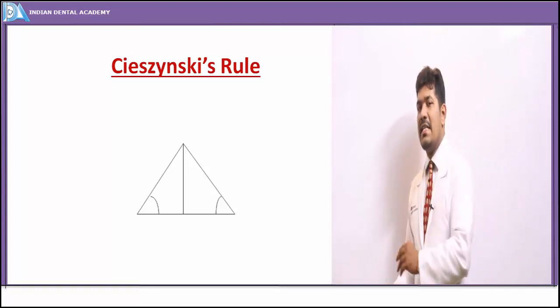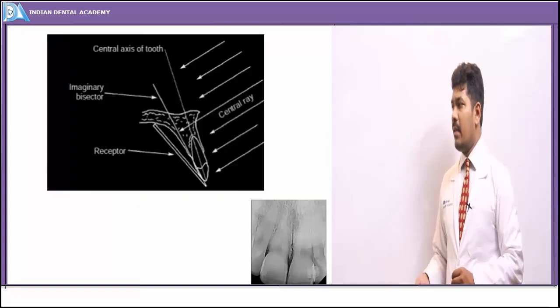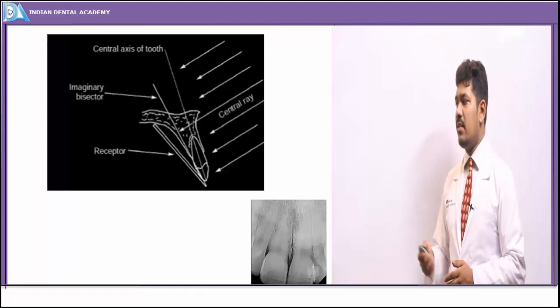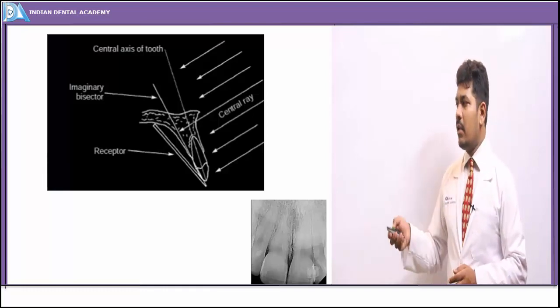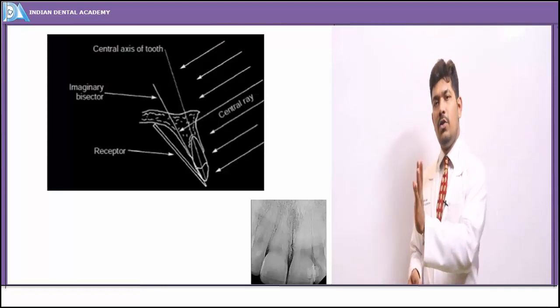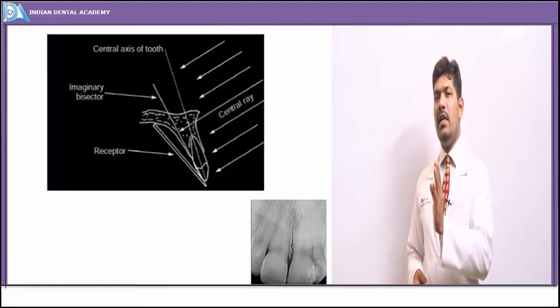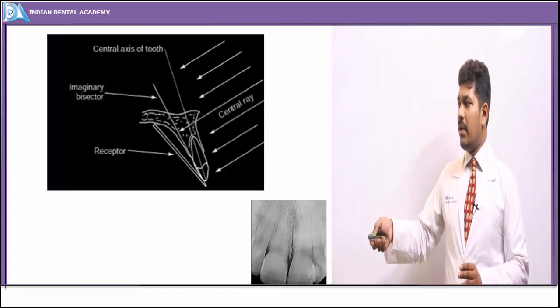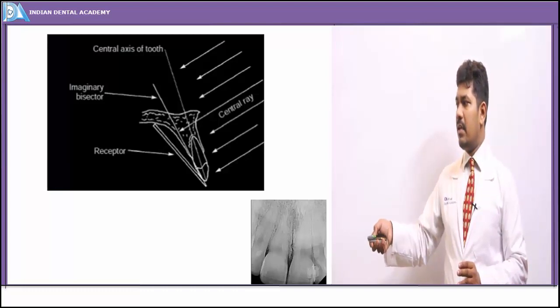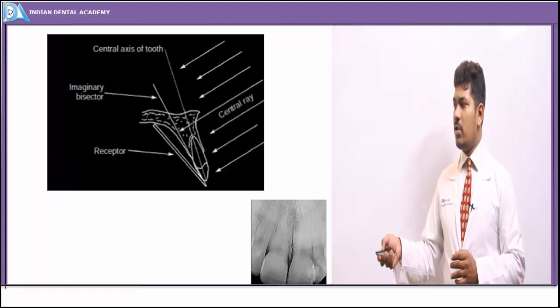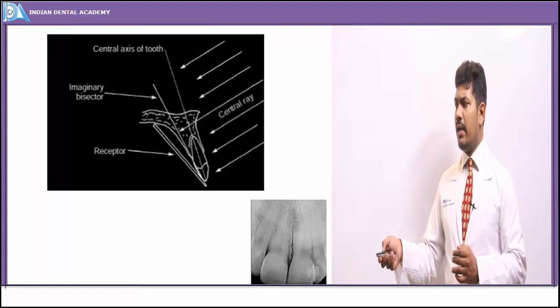Now how is this translated into the bisecting angle technique? If we take into consideration the placement of the central X-ray and the film receptor, unlike in the paralleling technique, the film receptor is placed close to or in contact with the lingual surfaces of the teeth in interest. Let's consider this particular line as the X-ray film receptor, placed in close proximity, in contact with the lingual surfaces of the central incisors.